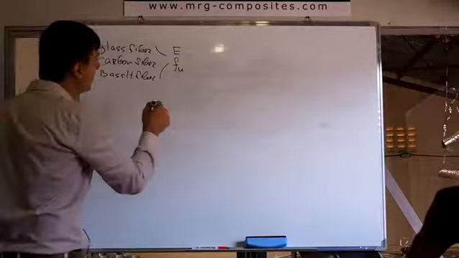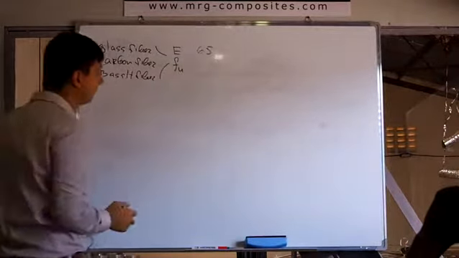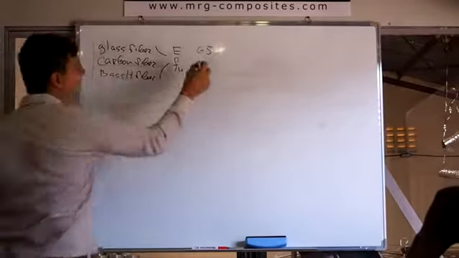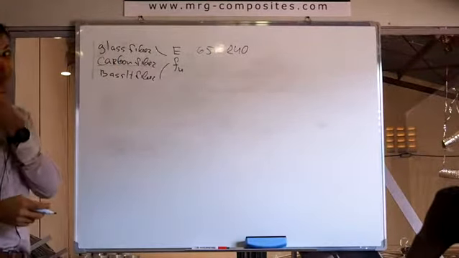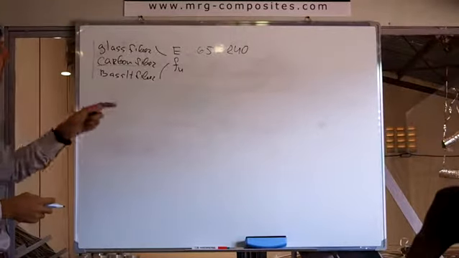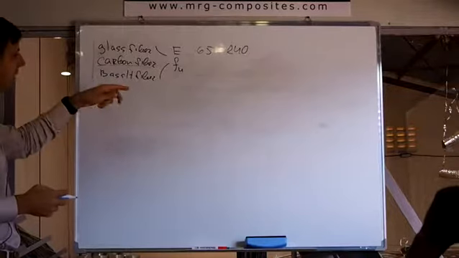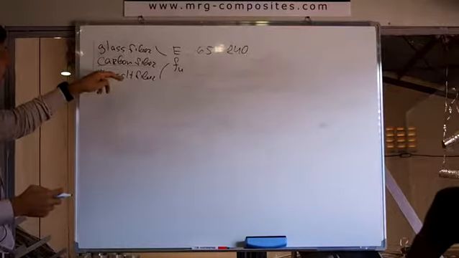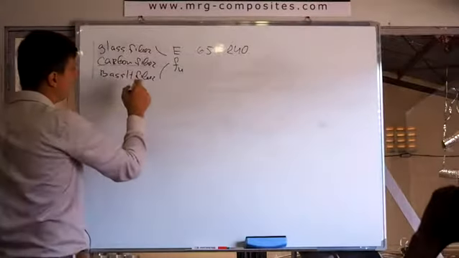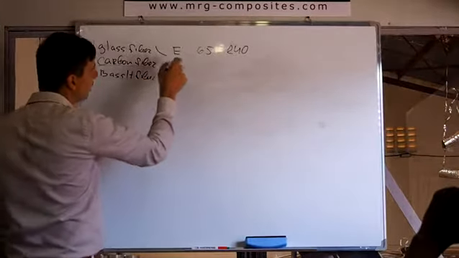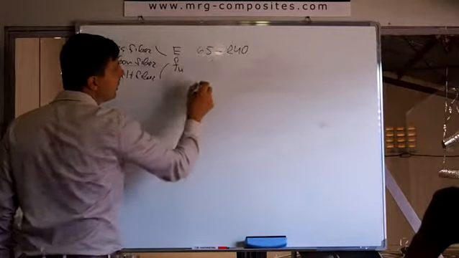Sorry. So, for glass fiber, E is 65. For carbon fiber, it can be 140. You see? Almost steel. But the price can be like 5 times more. Basalt fiber, the difference in price is not too big compared to glass fiber, but Young's modulus can reach something in between.